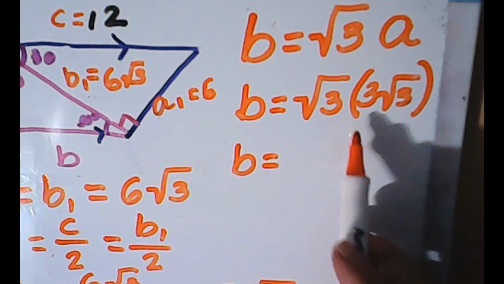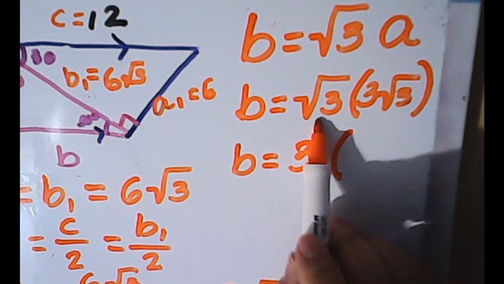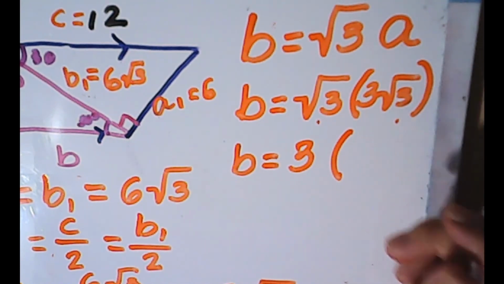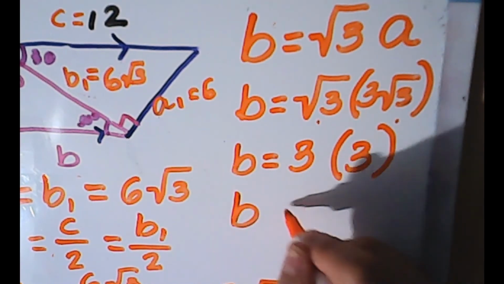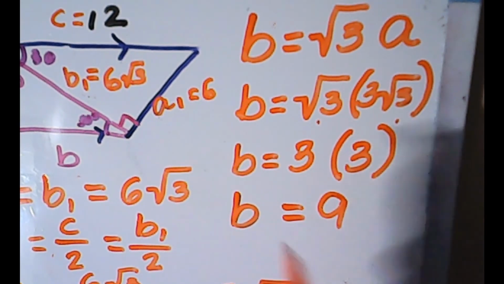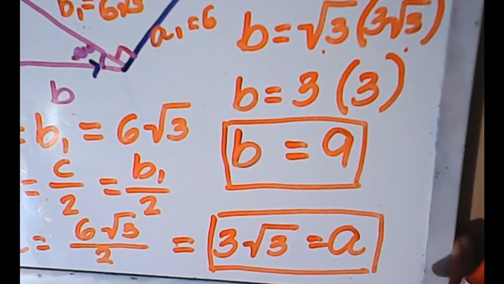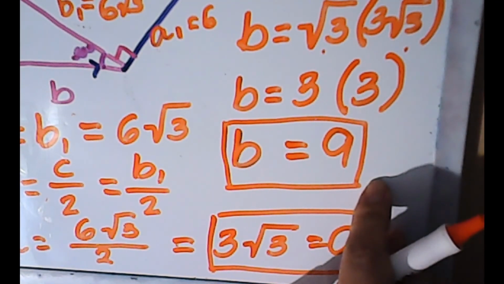Okay, let us multiply. So, we have 3 times square root of 3 times square root of 3 is square root of 9, which is 3. Okay, therefore, B is equal to the product of 3 and 3, which is 9. So, for this sample problem, the value of A and B are 3 square root of 3 and 9.